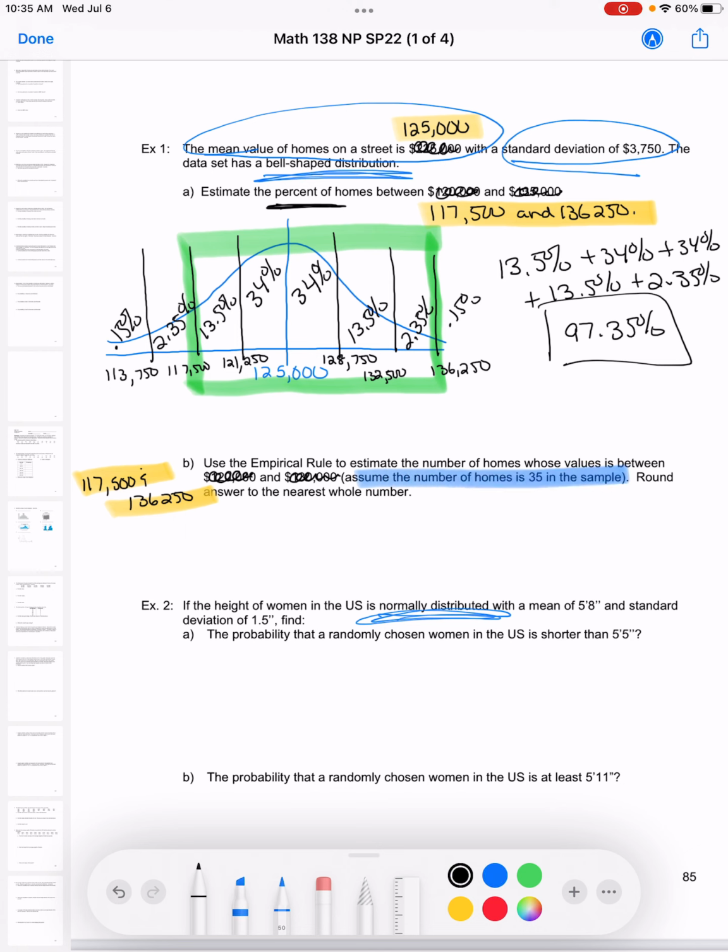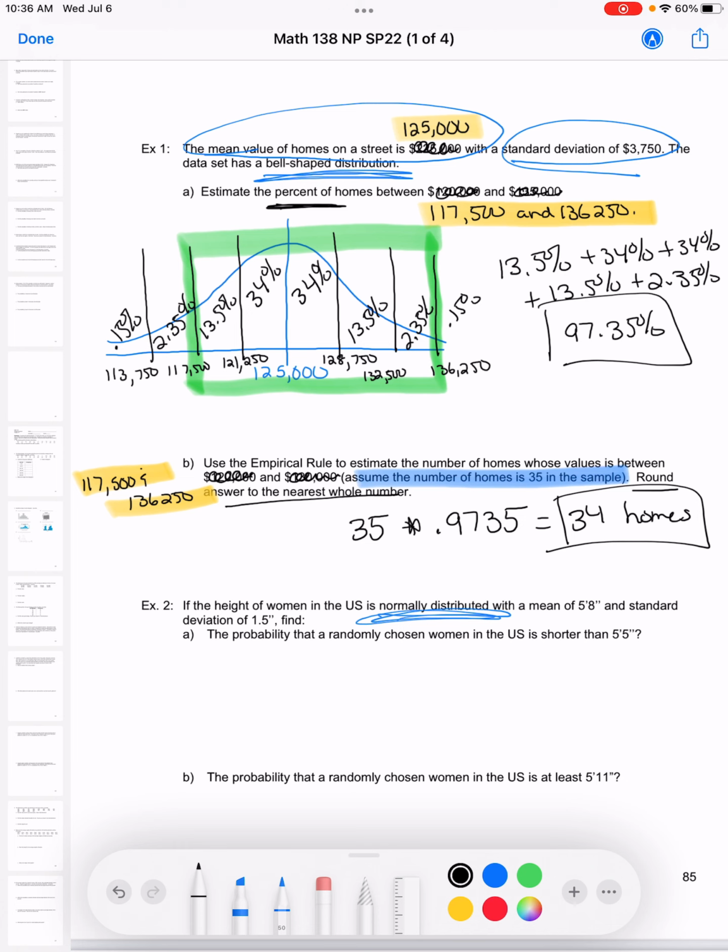There are 35 homes, so I'm going to take 35 and multiply it by that percent. And remember, we change percents to decimals. We'll be doing it all semester. We're going to keep doing it right now. So I'm going to change that to a decimal. It asks me to round to the nearest whole number. So that would be 34 homes.